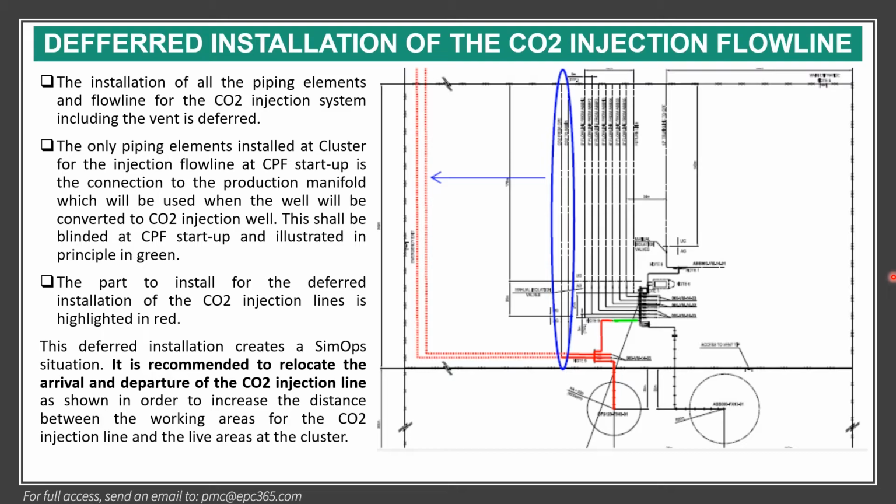And then the part to install for the deferred installation of the CO2 injection line is highlighted in red. At the beginning it was here, but because of the SIMOP risk assessment, they decided to move it here for the future, so that the construction activities are in a safer situation.